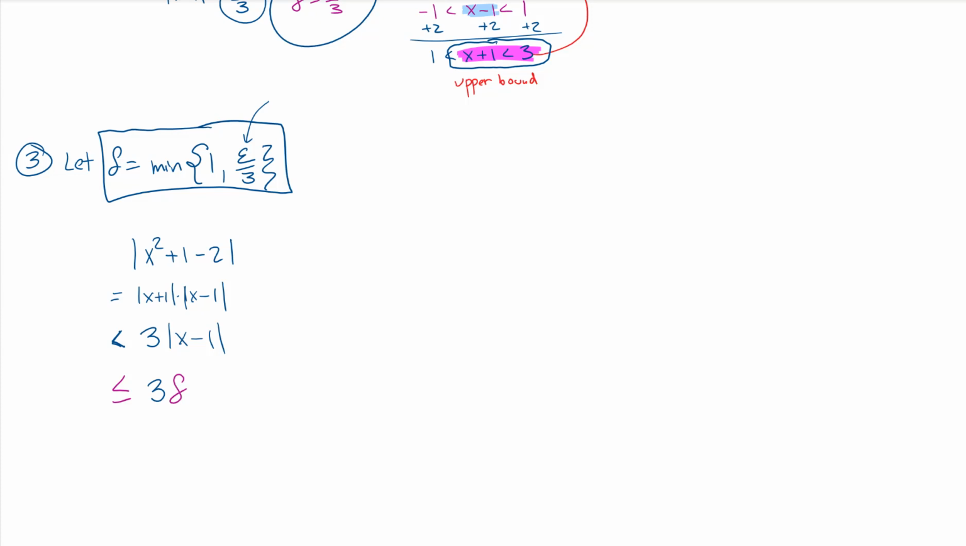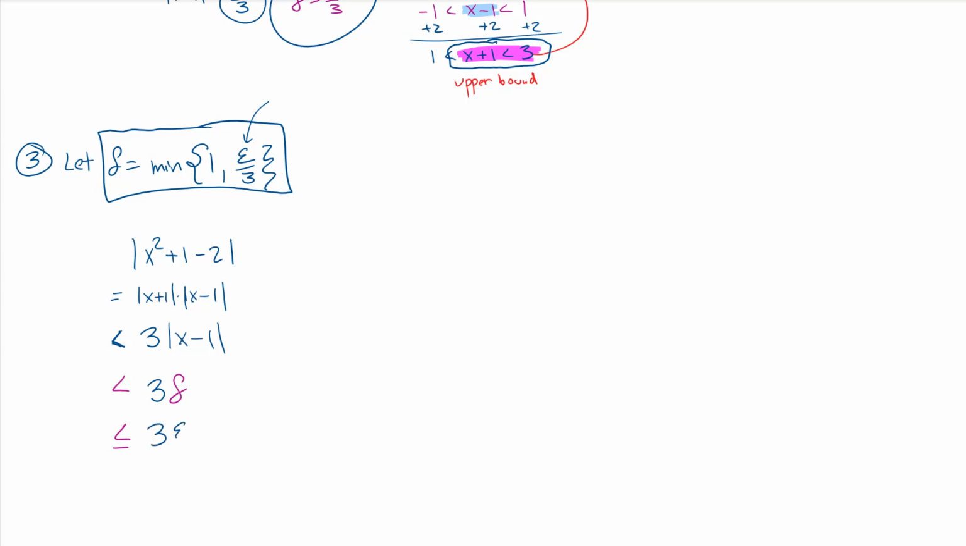Oops, actually, I missed a step. I did it at the wrong time. This one doesn't get the equal. The absolute value of x minus 1, that's just less than delta. Why am I changing the rules on you? That was wrong. It's the next step, this one, that needs the less than or equal to, because we're not sure whether the delta is going to be 1 or epsilon over 3. It could actually be equal to that number.